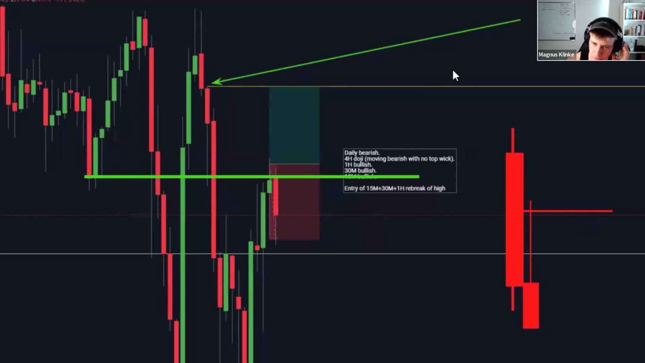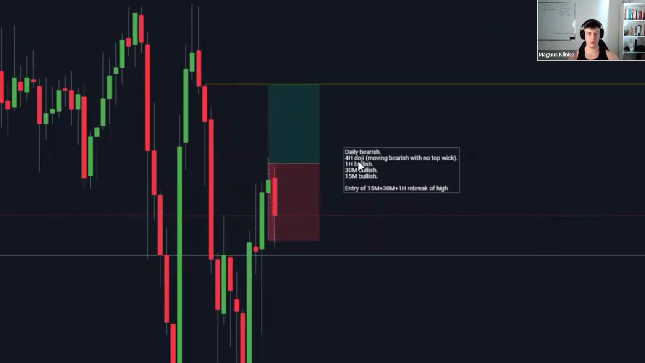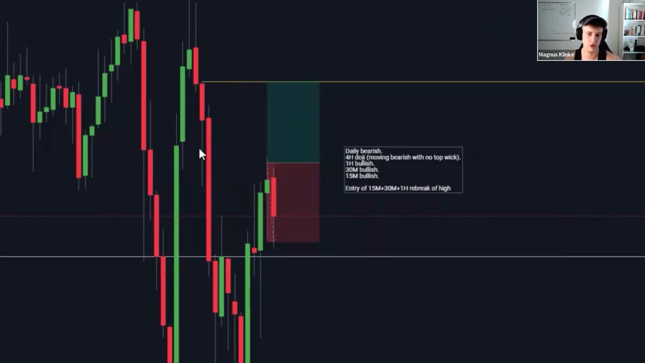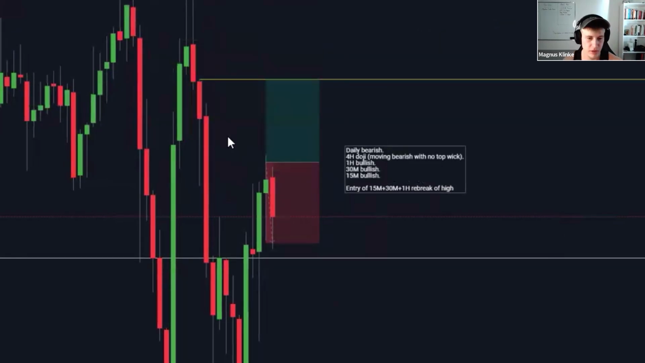But yeah, I can't really see the higher time frame for me here, but I know it's bearish. But the 4-hour was doji here, was moving bearish with no top wick. So really anticipated we could come up and make that top wick because 80 to 85% of candles have top and bottom wicks. So that was an okay trade.